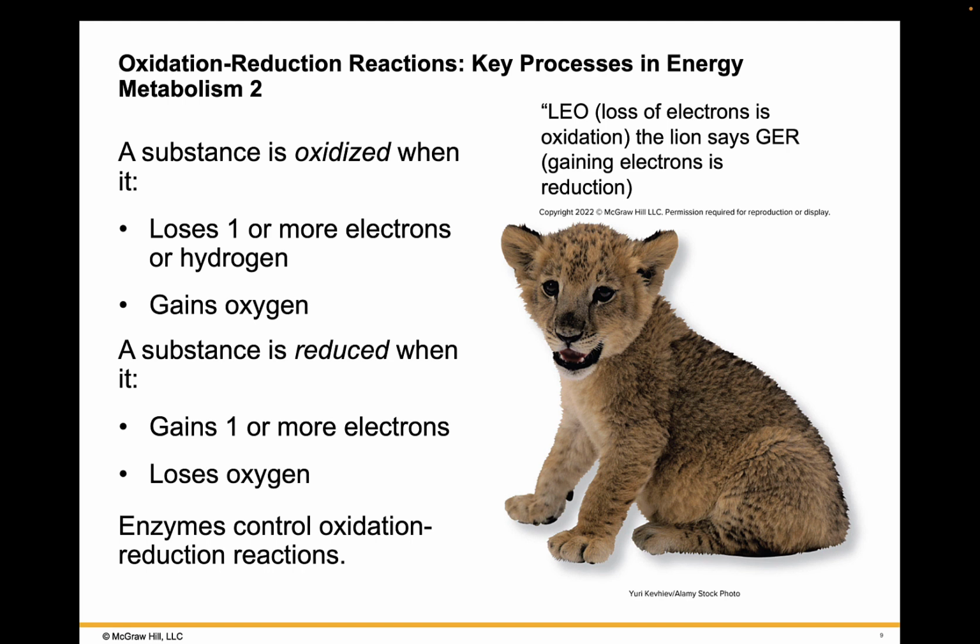Now, a substance is oxidized when it loses one or more electrons or hydrogen, or gains an oxygen. A substance is reduced when it gains one or more electrons or loses oxygen. Enzymes basically control these oxidation-reduction reactions. Something that may help you remember: LEO the lion says GER. Loss of electrons is oxidation, gaining electrons is reduction. You can also tie in reduction: you're making something more negative, and that's what's happening when you gain a negatively charged particle.